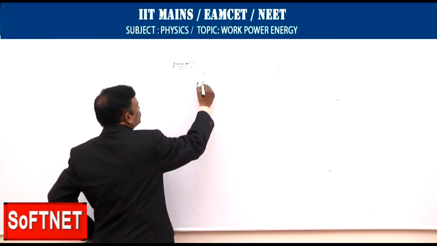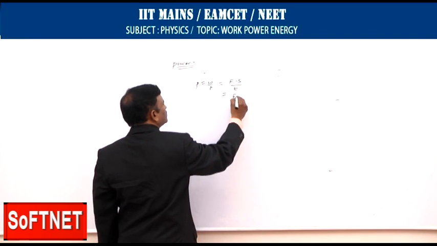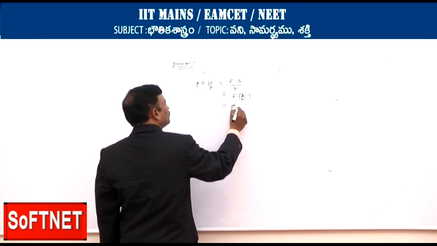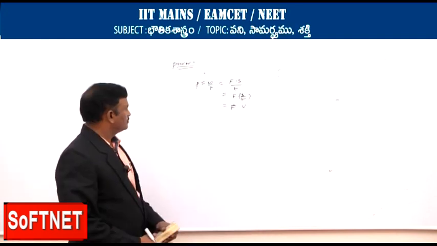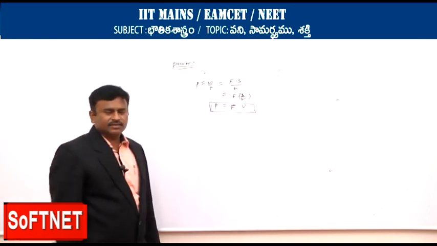Power is equal to work done by time. Power is force into displacement by time. Force displacement by time is here s by t. We can write power is equal to force into velocity. Here power is equal to force into velocity.